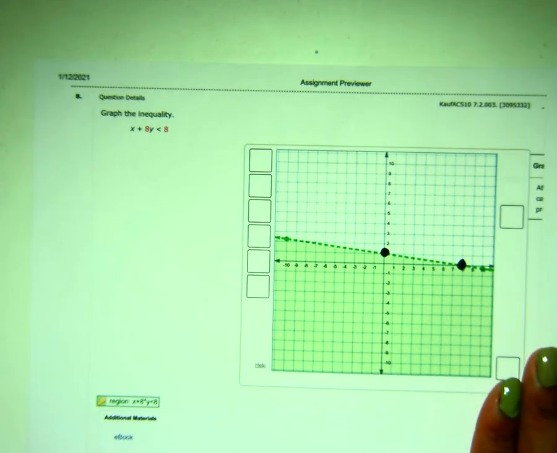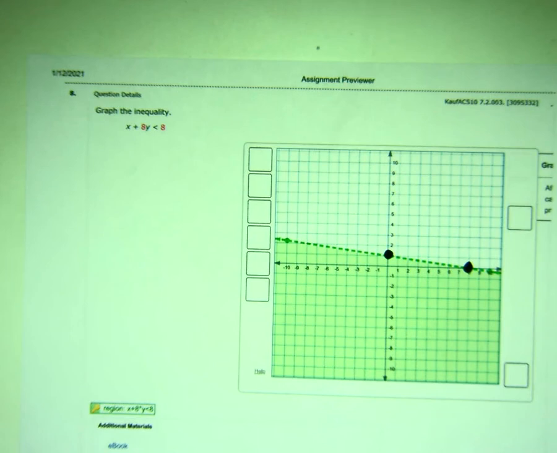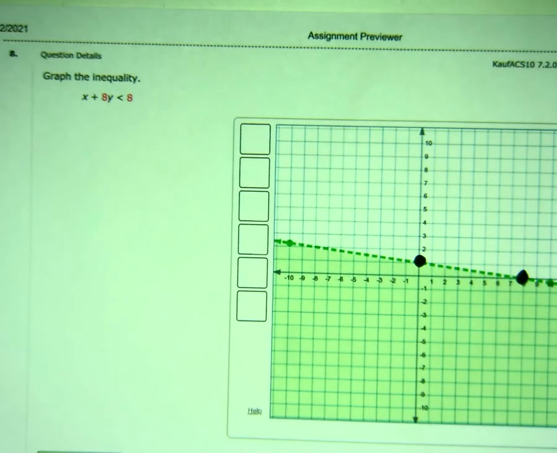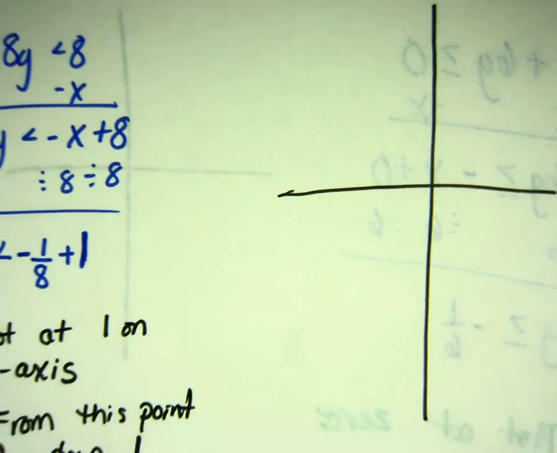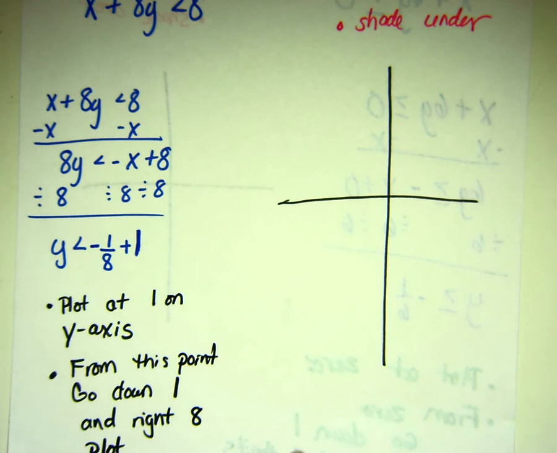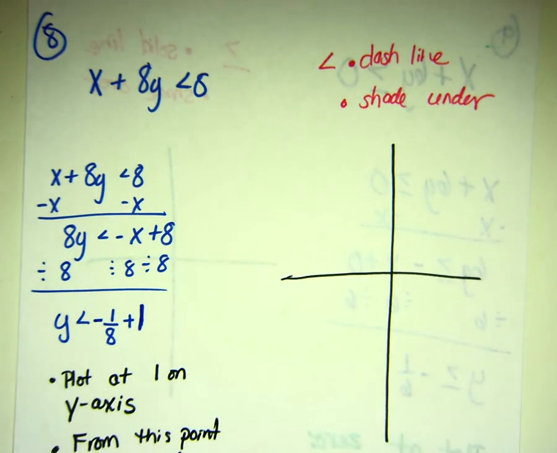So for this particular one, hopefully you can see the inequality. Let me zoom in just a little bit. We have x plus 8y is less than 8. Let me switch it out just a moment and then zoom out for you. Alright, hopefully you can see this.